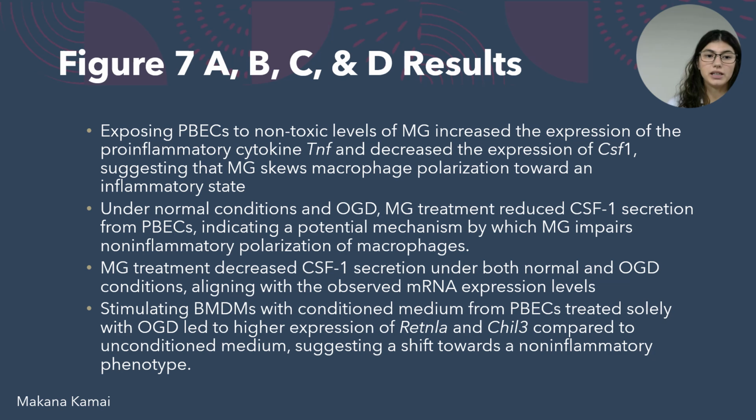For figure C, it's going to be similar to the mRNA expression results. CSF1 secretion was lower in PBECs treated with MG, further supporting the idea that MG negatively affects CSF1 production. And for figure D, BMDMs, which are the bone marrow-derived macrophages, stimulated with conditioned medium from PBECs treated with OGD showed increased expression of non-inflammatory markers retnla and CHIL3. So this indicates a shift towards a non-inflammatory phenotype.